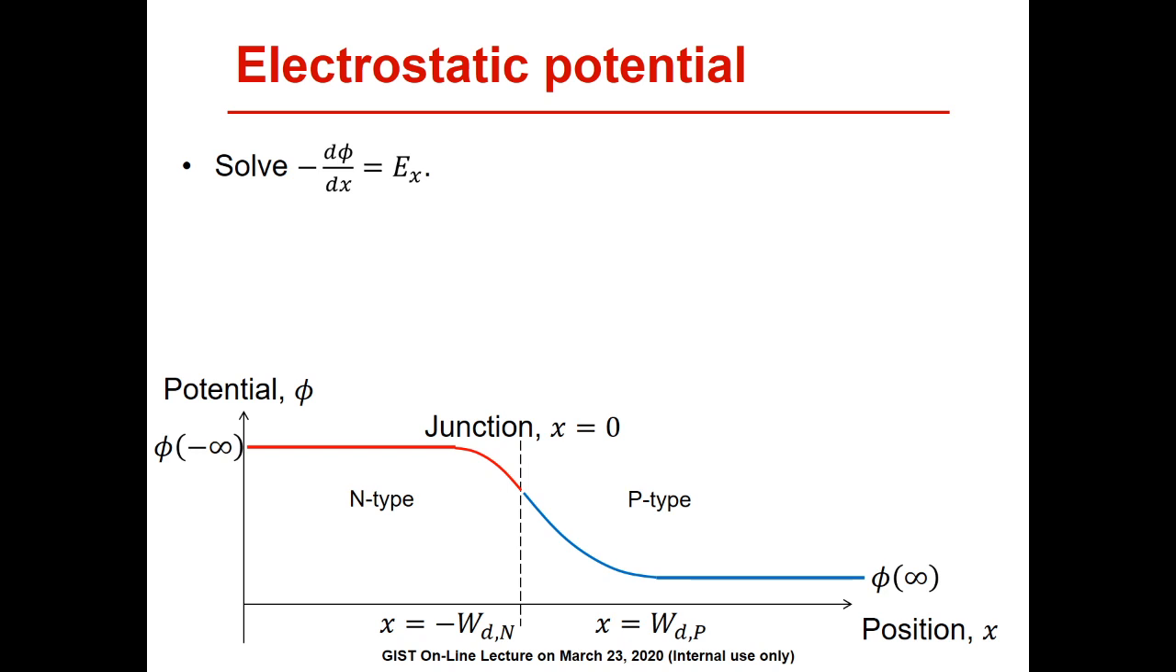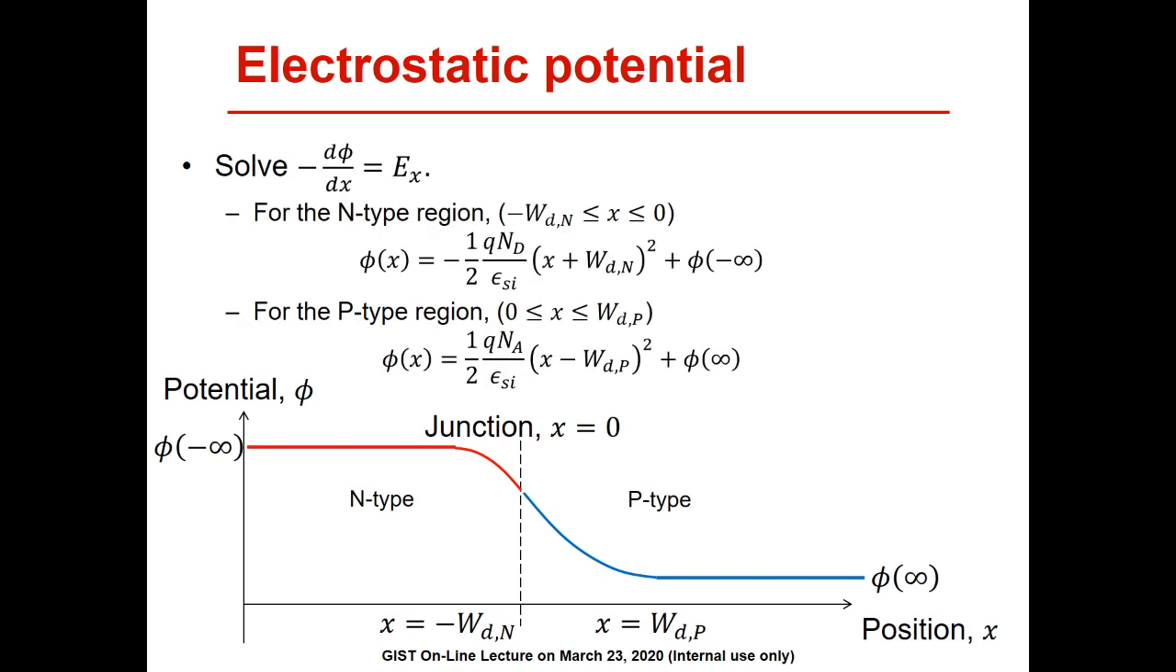The electrostatic potential inside the semiconductor can be obtained by integrating the electric field. Since we have analytic expressions for the field, the answer can be easily obtained. When we perform the integration, an integration constant is introduced. In this case, we have two integration constants. One is the electrostatic potential in the n-type region far away from the junction. The other is in the p-type region.